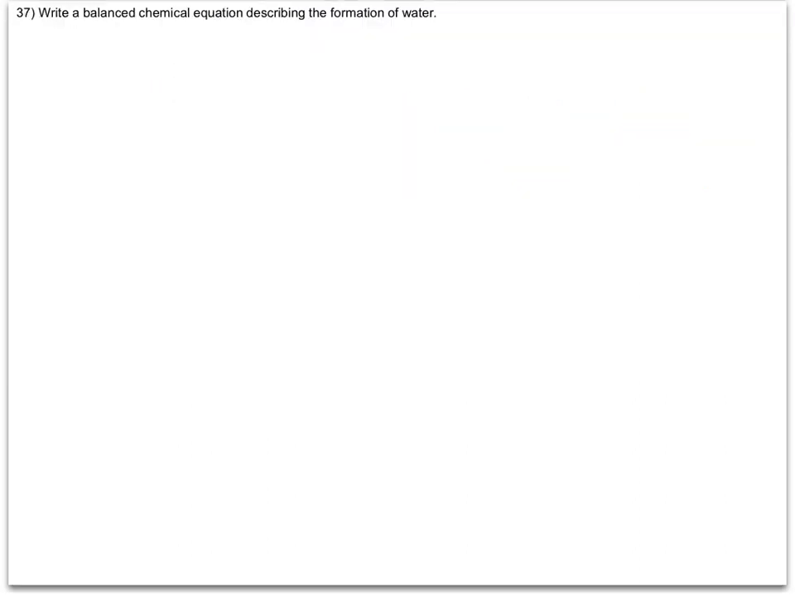All right, 37. Write the balanced chemical equation describing the formation of water. Okay, well, we know water is H2O. We know we're forming it, so that means that it is our product. Well, there's only two things in water. There's hydrogen and oxygen. You need to remember that both hydrogen and oxygen are diatomic when they're in elemental form. So that means that we have hydrogen plus oxygen coming together, okay? And then we have to balance this, all right?